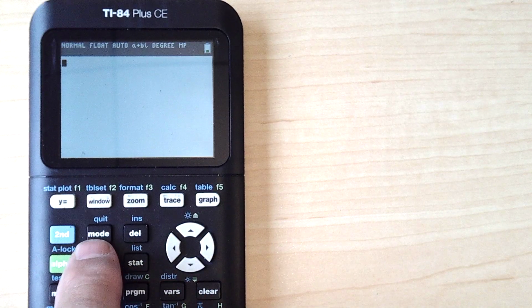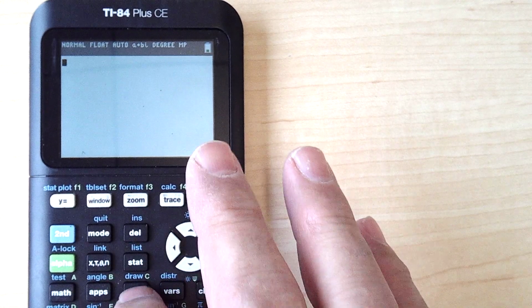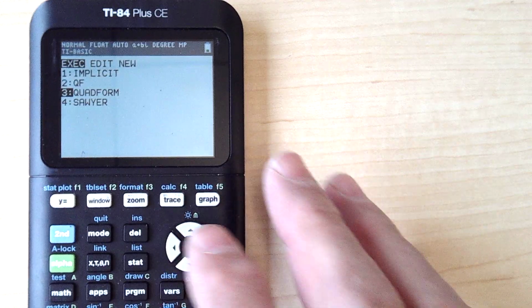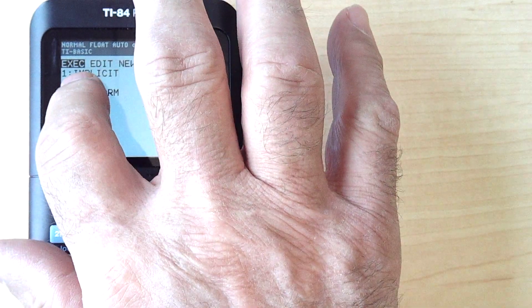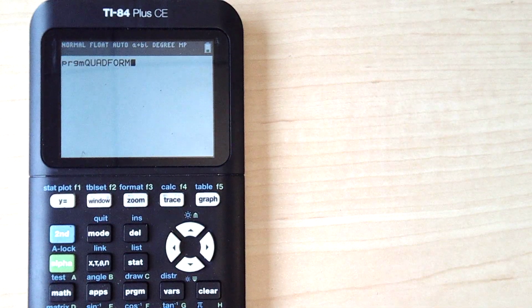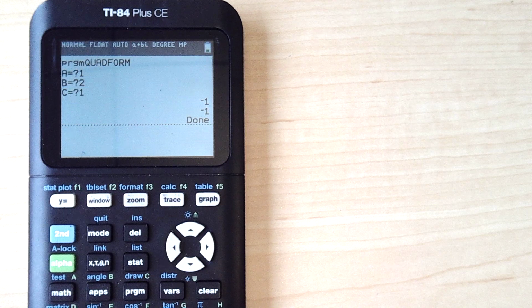That's second mode. Now if I go to Program, come down to Quad Form and press Execute Quadratic Formula, press Enter, and it asks, is that what you want to do? And I say yes by pressing Enter. It says, what's your A? Well, I'll do one that I know. I'm going to put 1, 2, 1, and the answer should be 1 and 1. Oh, negative 1 and negative 1.